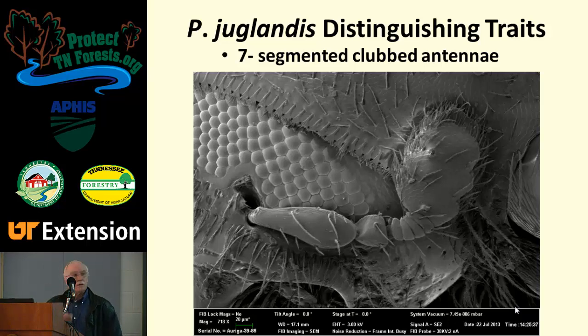Another characteristic that we can take a look at would be the antennae, of course. And it is a 7-segmented antennae. The club section here is actually composed of 3 final sections or segments. That would give you your typical 9-segmented antennae that you find in the common insect world.